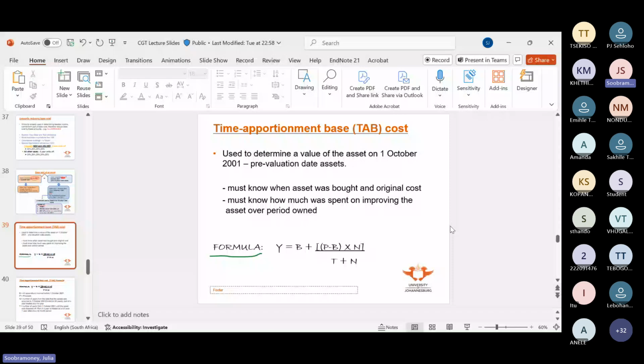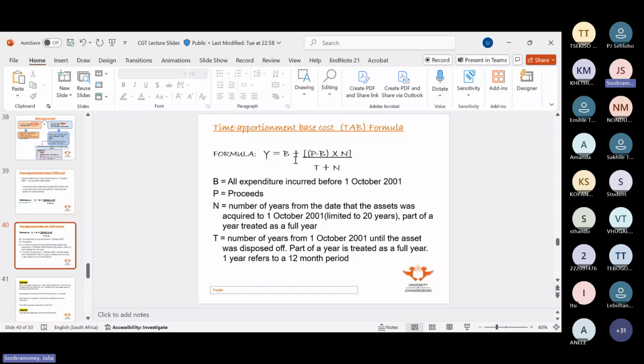I have just put it here in case you are more interested to know how they actually calculate this TABC formula. This is the formula they use, and this is what the letters mean. B is before, so expenditure after 1 October 2001, that was generally the cost price. P is your proceeds, how much you actually sold it for. N is the number of years from the date that you bought it up until 1 October 2001. And T is the number of years from 1 October 2001 up until the day you sold the asset.